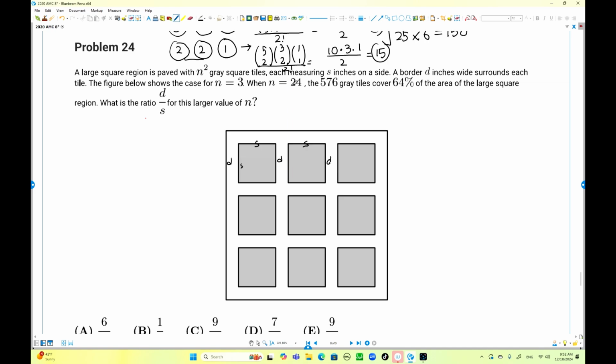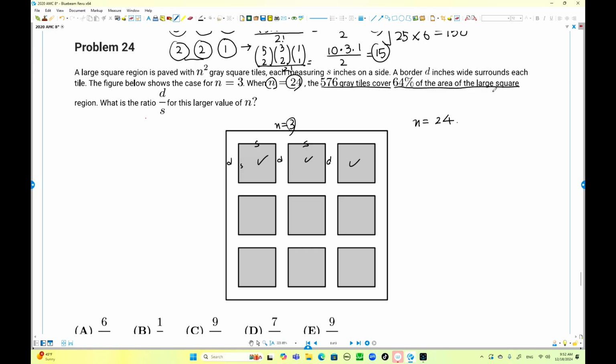But when n is 24, now this n is 3, right? We have n is 3 over here, but n is 24 over here. What happened? How many tiles are there? 24 tiles, right? So 24 tiles. And the gray tiles cover about 64% of the area of the large square, right?